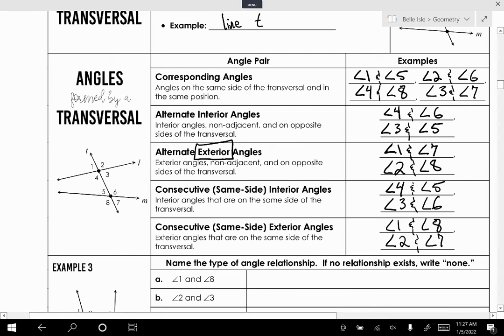Please do example 3 on your own. Your answers should be corresponding angle, alternate interior, alternate exterior, consecutive interior, consecutive exterior. Can we do like, if it's the alternate interior angle, can I do AIA? I don't have a problem with that.